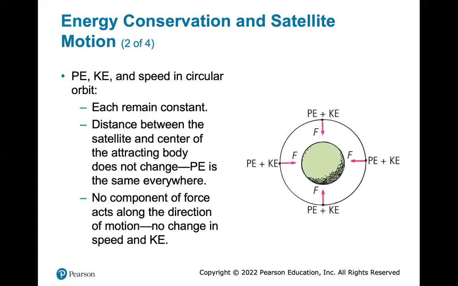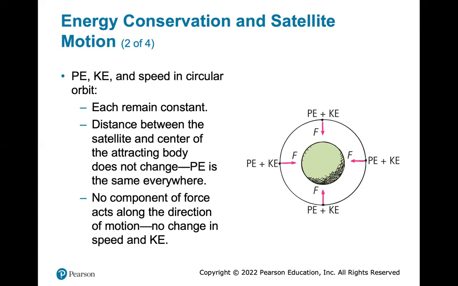Okay, for a circular orbit, the potential energy and the kinetic energy and their sum remain constant. You can see there's a centripetal force keeping this in a circular orbit around, I'm assuming, the sun, or maybe it's just a planet. But in a circular orbit, the potential energy and the kinetic energy remain constant. So the distance between the satellite and the center of the attracting body does not change.